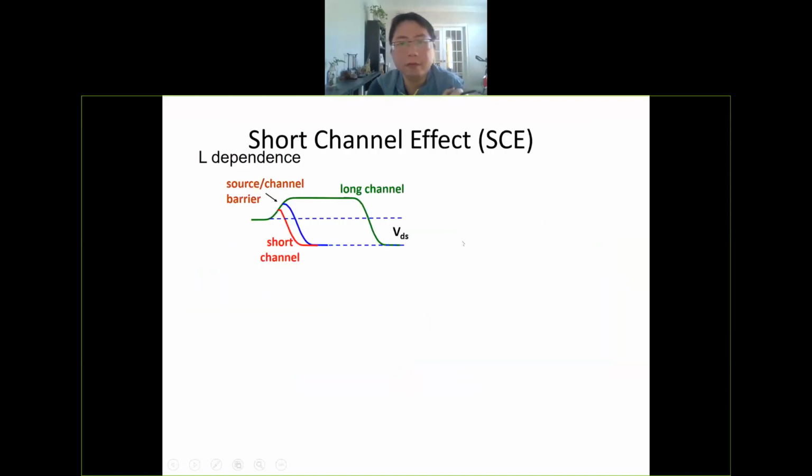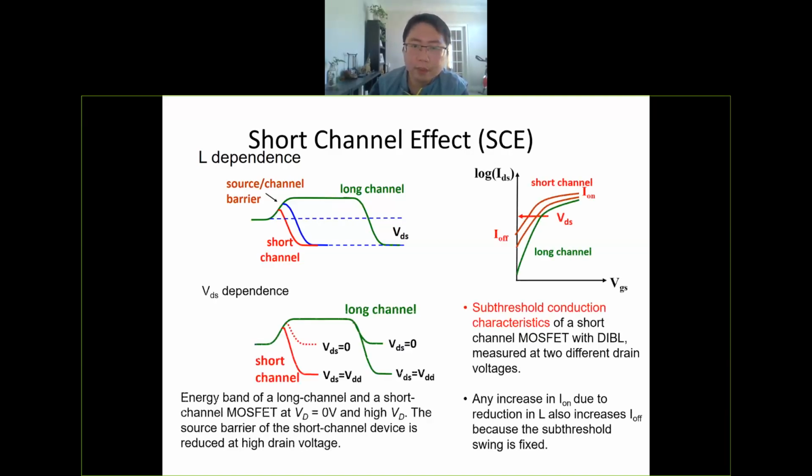Okay, so what's the problem of getting shorter channel? If your L of the gate becomes too short, then there's the problem of the drain effect on the source barrier. And actually we discussed briefly before in the lecture, maybe lecture 7, 8 or 9. So the problem is the drain voltage will affect the drain current, which is not ideal. Ideally, you want the gate voltage to control the drain current.